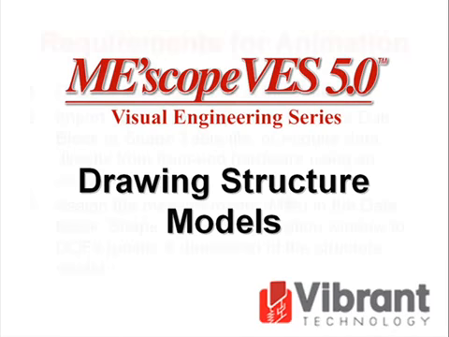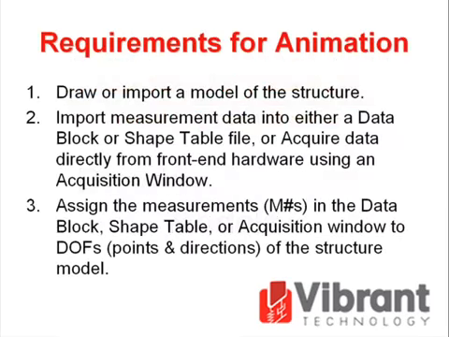Drawing structure models. Before shapes can be displayed in animation on the structure model, the following steps must be carried out. 1. Draw or import a model of the structure. 2. Import measurement data into either a data block or shape table file, or acquire data directly from front-end hardware using an acquisition window. 3. Assign the measurements in the data block, shape table, or acquisition window to DOFs of the structure model.